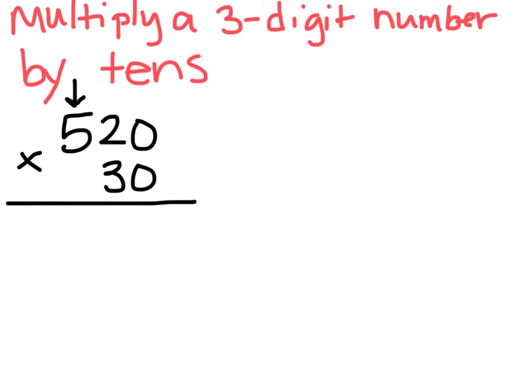Our 0 times our 520, we know, gives us a value of 0. So we're just going to place a 0 here to hold our place. Now we'll take 30 times 520. 3 times 0 is 0. 3 times 2 is 6. 3 times 5 is 15. We add our comma, and our final answer is 15,600.